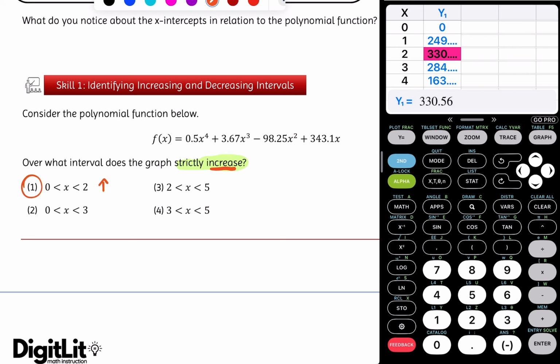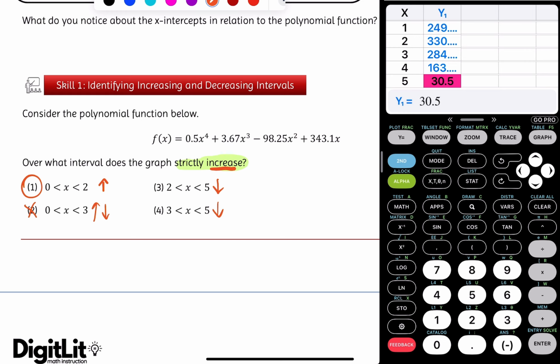Okay, well, let's just quickly go through the other answer choices just to kind of show you what would not be right. The next answer choice says from 0 to 3, but when we get out to 3, isn't that number decreasing again? We're going from 330 to 284, so that's not strictly increasing. Okay, it's going up and then down, so no good. From 2 to 5, well, from 2 to 3, it's going down, down, down, so that is strictly decreasing. Okay, and same thing from 3 to 5. It's only decreasing.